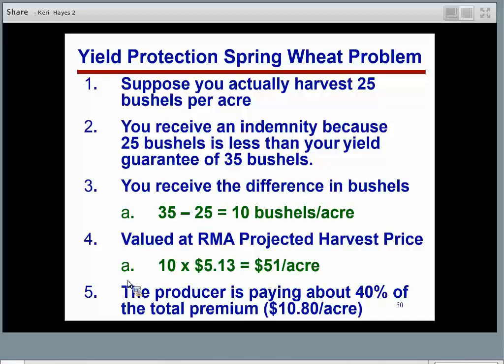Okay. So with that in mind, you would receive an indemnity payment because your actual was lower than the guarantee. You would receive 10 bushels per acre, but again, RMA is not going to send you a bunch of wheat. They're going to send you a check. And so they take that 10 bushels, they value it at the projected price of $513, and they send you a check for $51.30 per acre. Okay. So that's one way to insure against low yields.